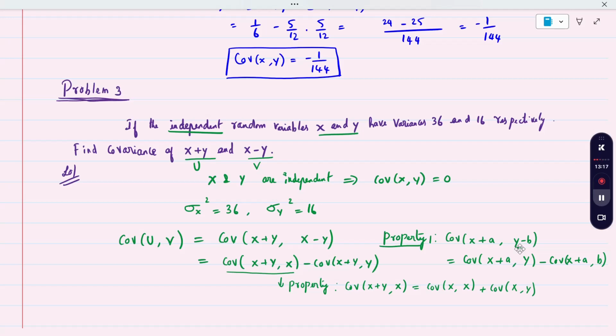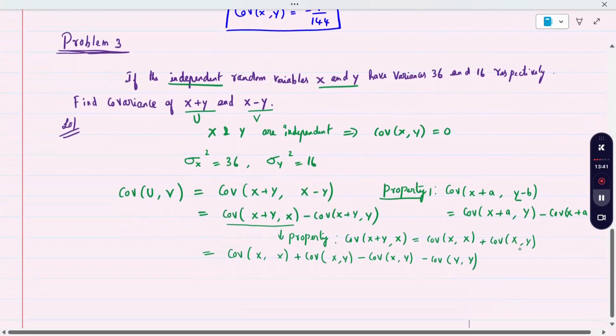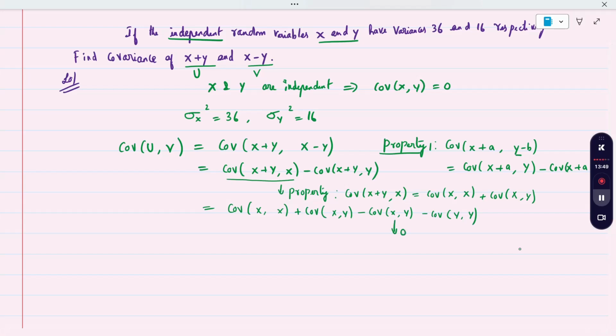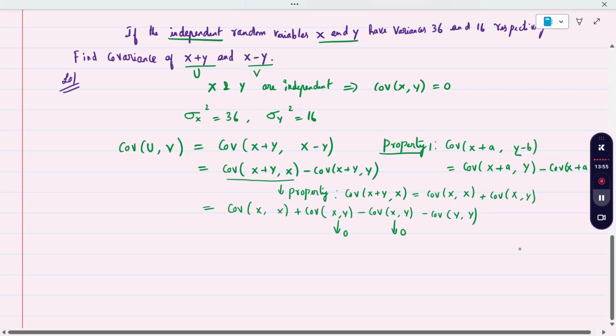extend it: covariance of x comma x plus covariance of x comma y, minus covariance of x comma y, minus covariance of y comma y. So completed. Now as per the property I have written, we know that covariance of x comma y is 0. Covariance of x comma y is 0, so both are 0.